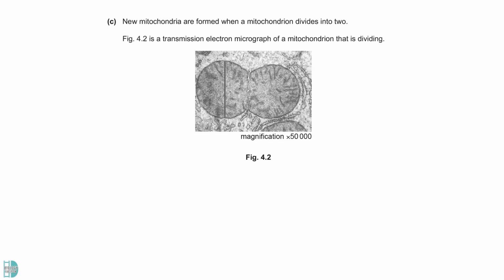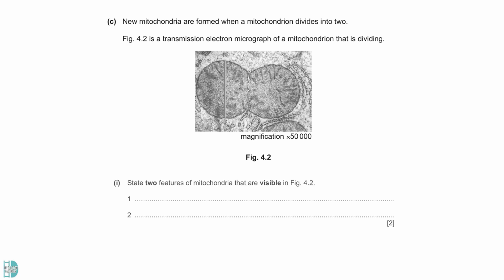In C, we have an electron micrograph of a dividing mitochondrion. 1. State two features of mitochondria that are visible in figure 4.2. The two outer lines show the double membrane of the organelle. It is called an envelope.